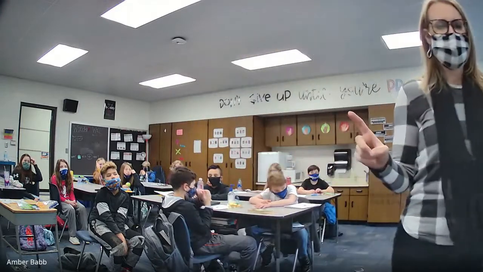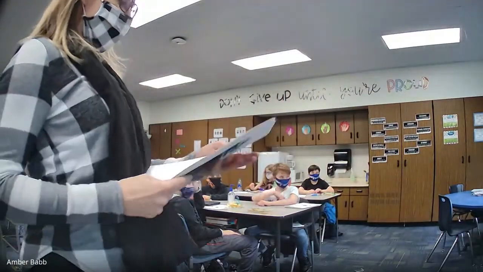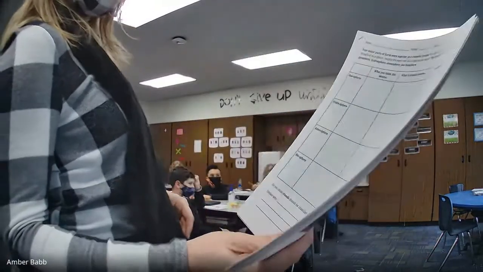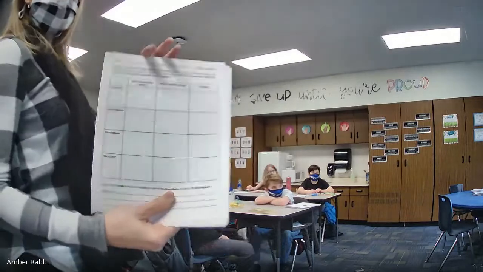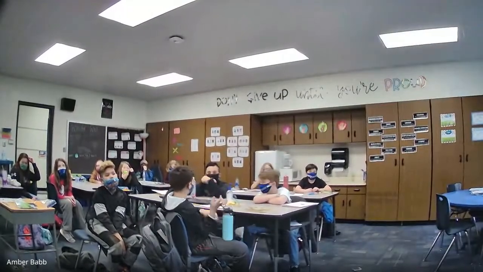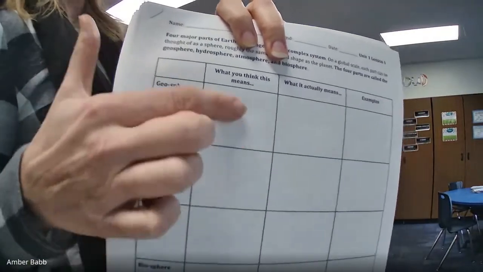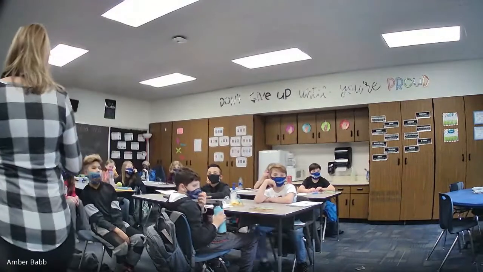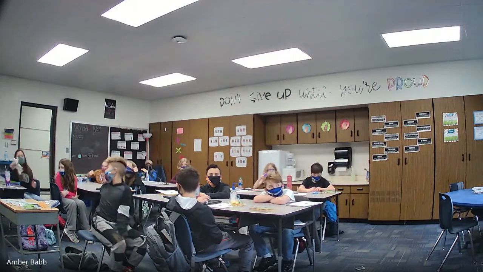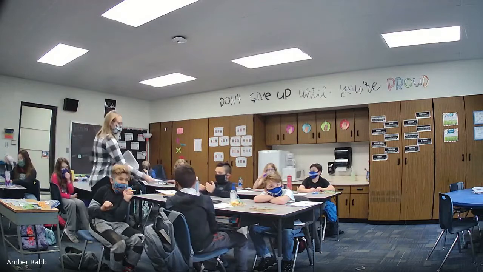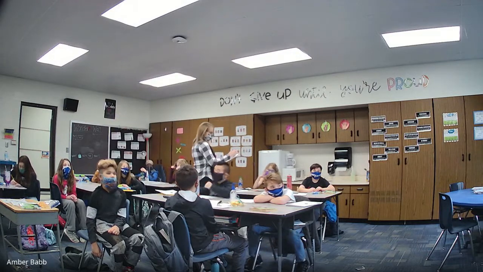So here's what we're gonna do. I'm going to give everybody a worksheet, and you guys should have this worksheet too, okay? It has geosphere, hydrosphere, atmosphere, and biosphere. And there are 3 columns on this, and the first column says what you think this means. So I'm not going to tell you anything. I want you guys to write down what you think these things mean. What does geosphere mean? What does hydrosphere mean? What does atmosphere mean? What does biosphere mean?